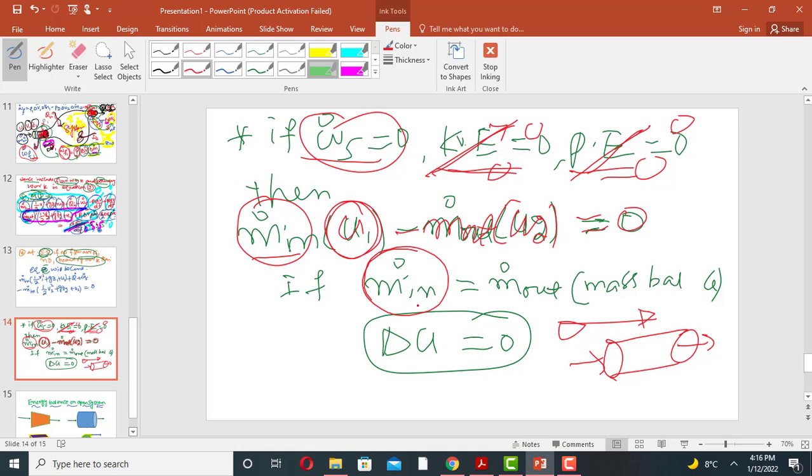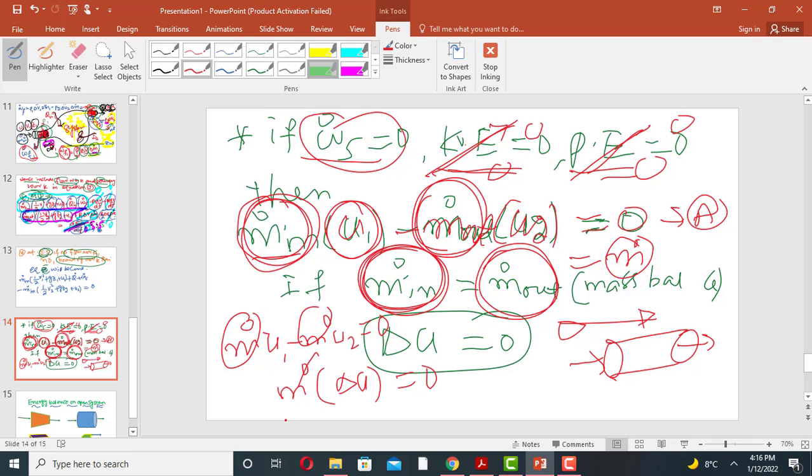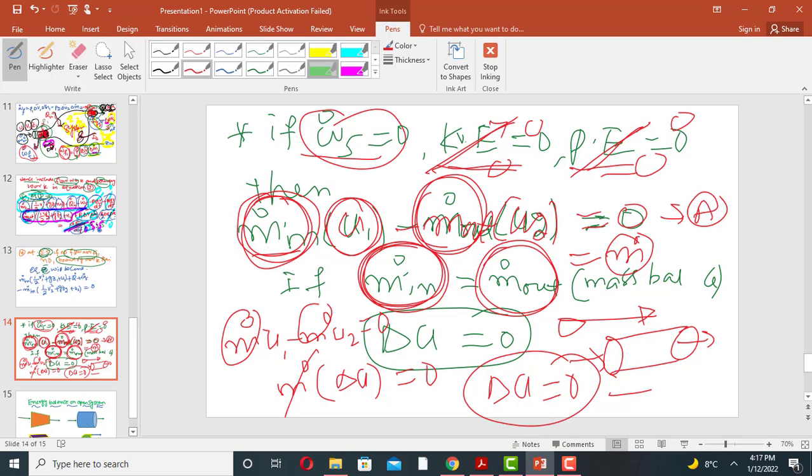Similarly, from the mass balance equation, if inlet mass flow rate is equal to outlet mass flow rate and it is equal to the mass flow rate, then in this equation, suppose this is equation number A, the inlet and outlet mass flow rates are equal. So equation A can be written as mass flow rate times U1 minus mass flow rate times U2 is equal to 0. Then taking the mass flow rate common, mass flow rate times delta U is equal to 0, so the change in internal energy is equal to 0. So this is a very simplified form of the energy balance equation.